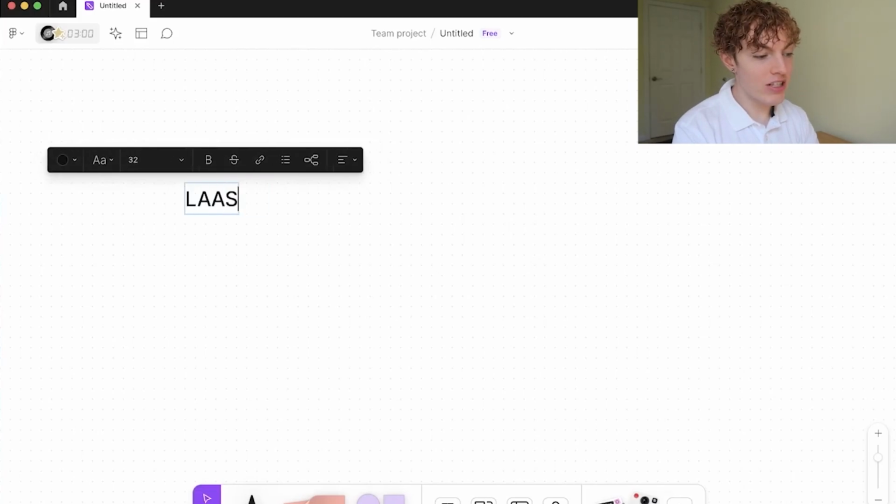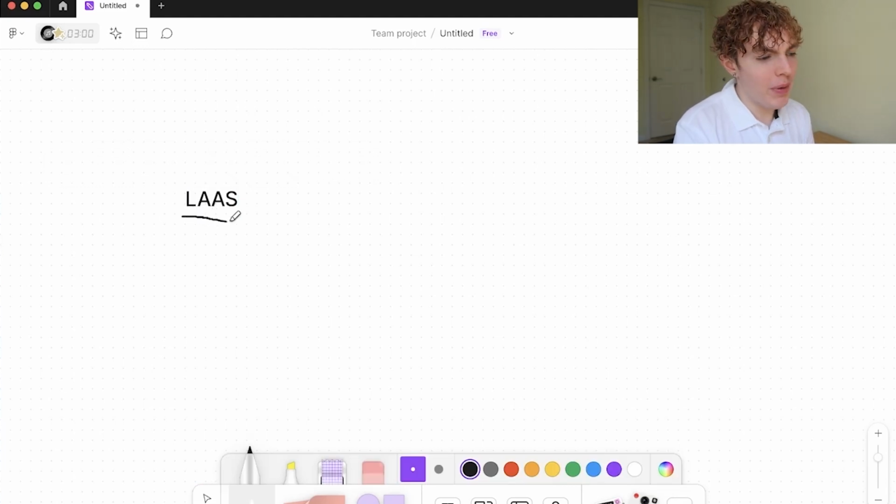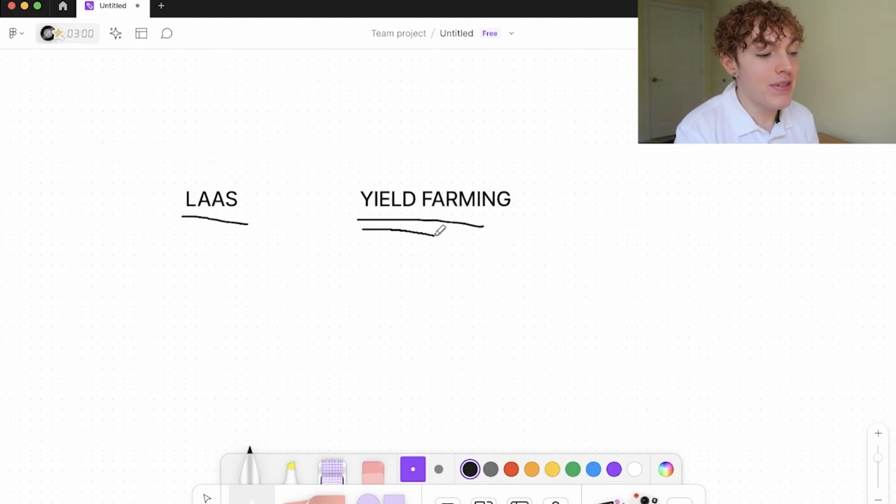So liquidity as a service is not a new concept in decentralized finance. It's been around for a really long time, but not a lot of people have picked up on the terminology yet. There are also many different concepts in decentralized finance where you can earn income on your assets. You can do this specifically using liquidity pools and stuff along those lines.